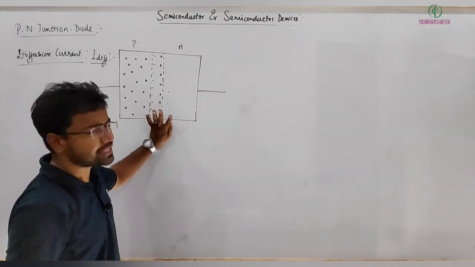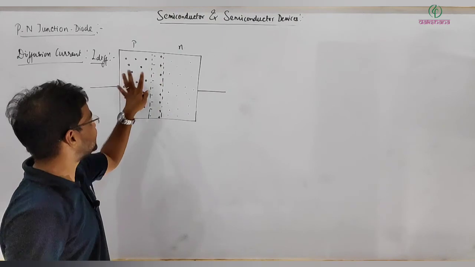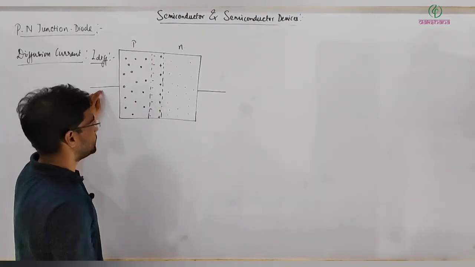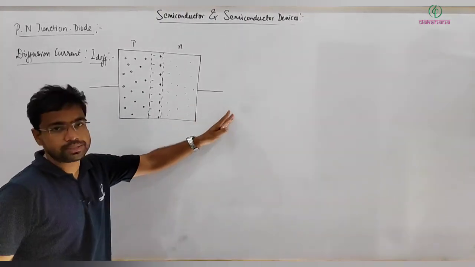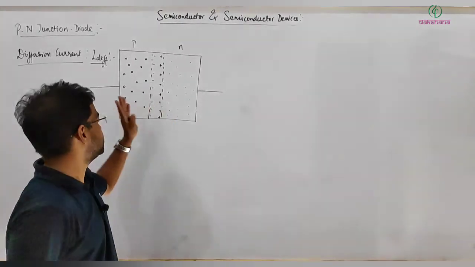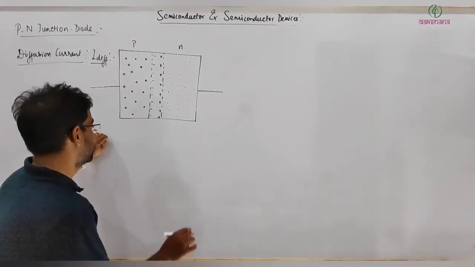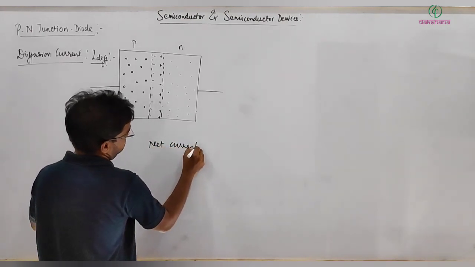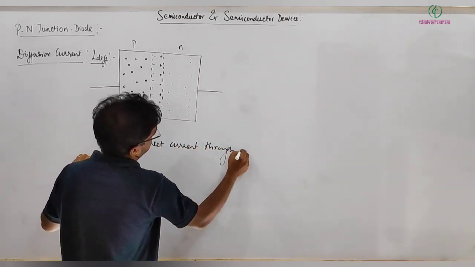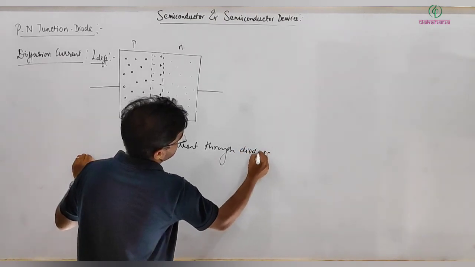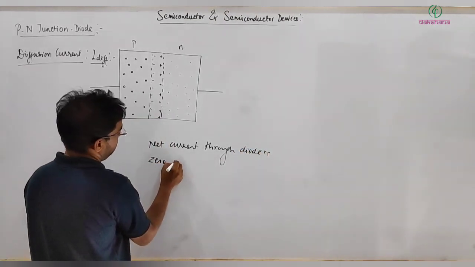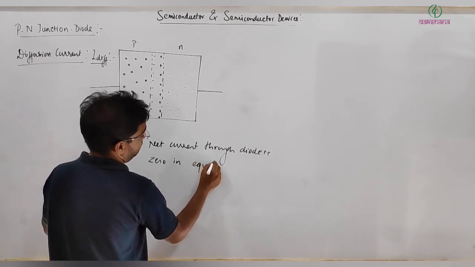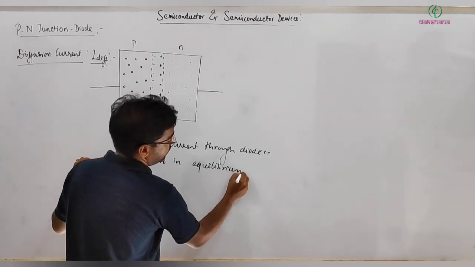First thing is, if I look at it overall, there is no current flowing in this diode. If you simply connect here, the circuit is not even completed, so there will be no current overall. There is no net current. You can write here: net current through the diode is 0 in this situation, or you can write, in equilibrium there will be no net current.